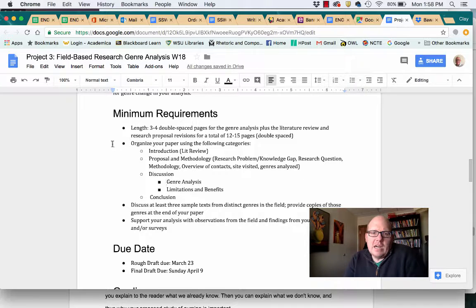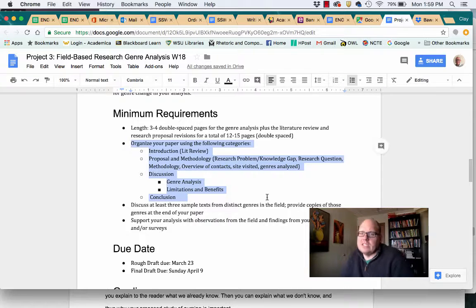So here's in the minimum requirements, this is how your paper should be organized. Introduction with the lit review, proposal, methodology, where you give us the research problem or the knowledge gap, the research question, an overview of the methodology, an overview of context, site visited, genres analyzed. So make sure you tell us who the people are that you're interviewing. Tell us what the place is. Tell us what the specific texts you're analyzing that you collected are.